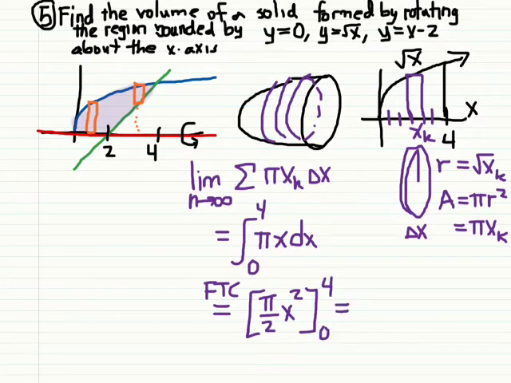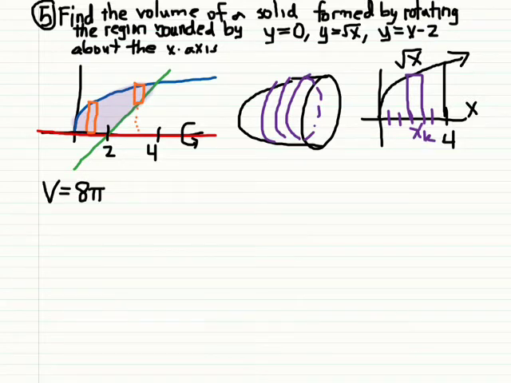So we always evaluate at the end point first. Pi over 2 times 16 minus pi over 2 times 0. Okay, so we get 8 pi. And so this is the volume of the paraboloid, but we haven't subtracted out the little cone that we need to take out. And so the actual volume is going to be 8 pi minus the volume of the cone.